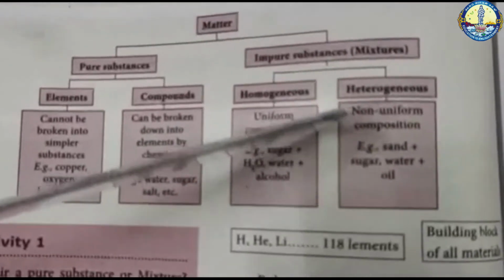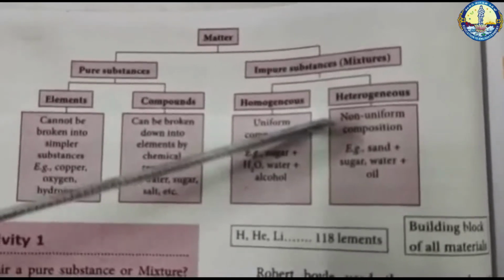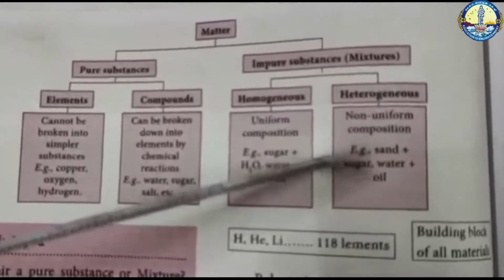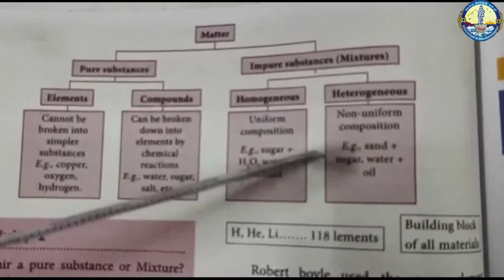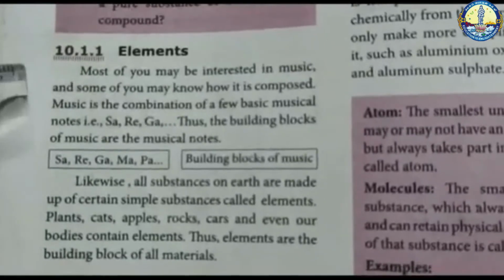Heterogeneous mixture. A mixture in which the components can be seen separately is called a heterogeneous mixture. It does not have a uniform composition. Example, sand plus sugar and water plus oil. Now we can see about elements.